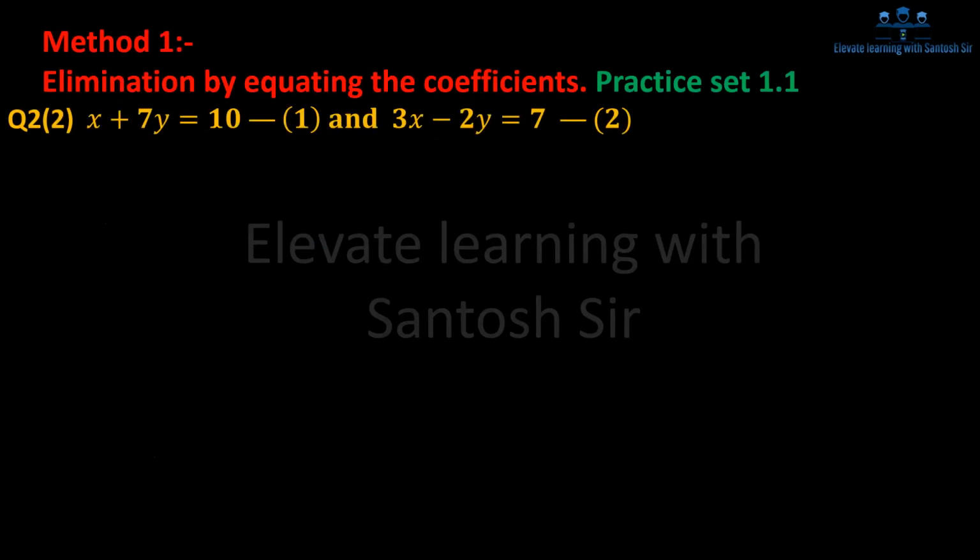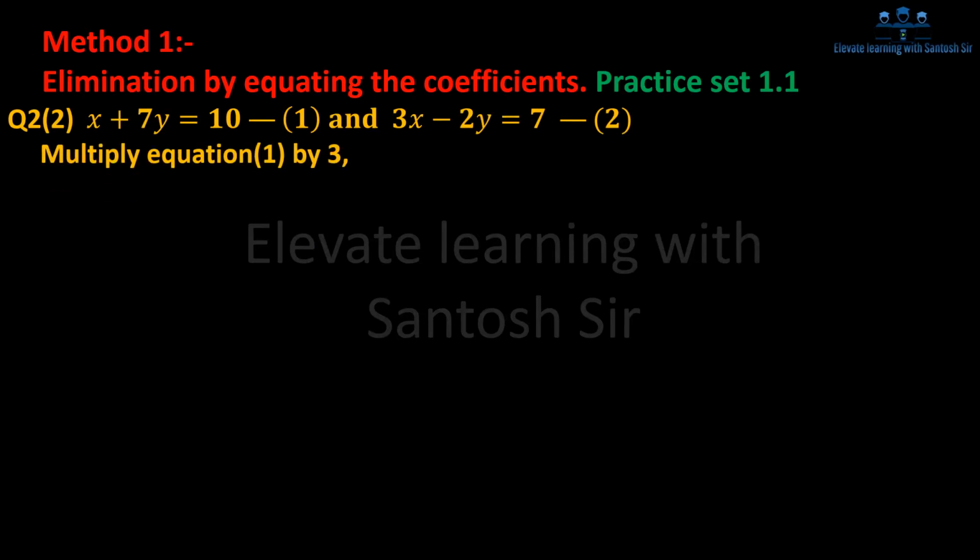x plus 7y is equal to 10 and 3x minus 2y is equal to 7. Over here, we could not find any of the coefficients the same. Here we will have to work out a bit. We will try to make the coefficient of any one variable the same. In this case, we are multiplying equation 1 by 3.